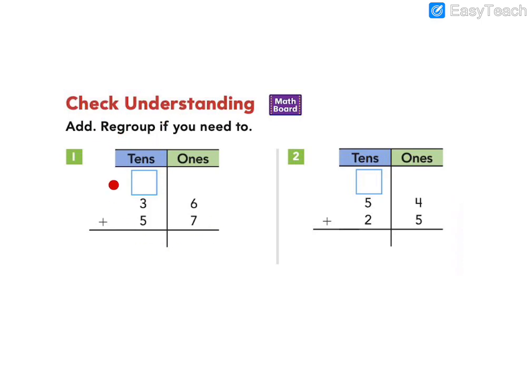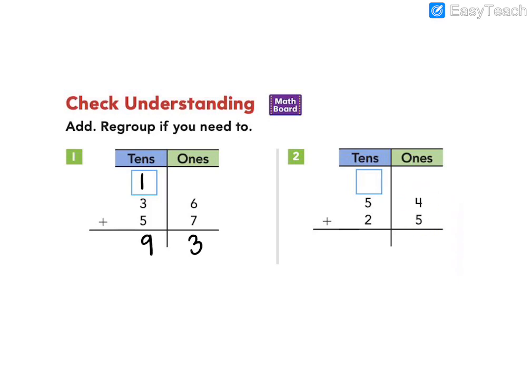When I look at this first problem, 36 plus 57, I start in the ones place. 6 ones plus 7 ones is equal to 13 ones, so I need to regroup. 1 ten plus 3 tens plus 5 tens. 1 plus 3 is 4, plus 5 more is 9. So my answer is 93.